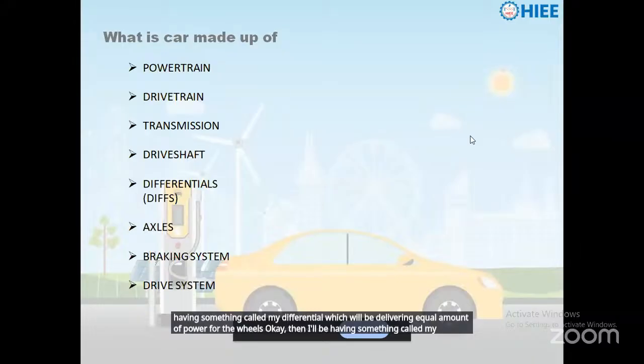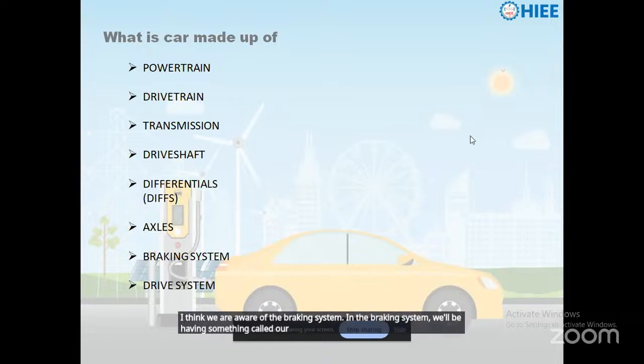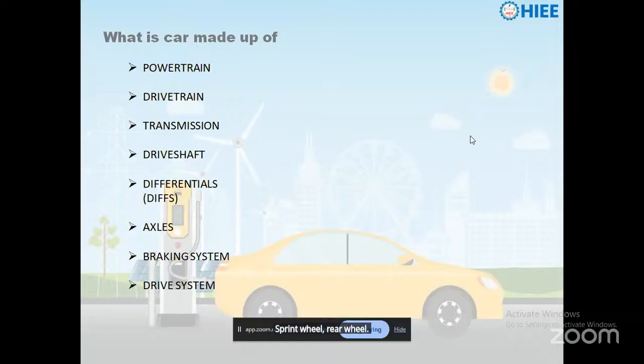Then we have the axles. The axle is something which helps to rotate the wheels. Then we have the braking system. I think we are aware of the braking system. In the braking system, we have electrical and mechanical braking. In the mechanical, we have disc and hydraulic braking. Finally, the drive system: just now we discussed the 4 different drive systems, front wheel, rear wheel, all wheel, and 4-wheel drives. This is about what a car is made up of.